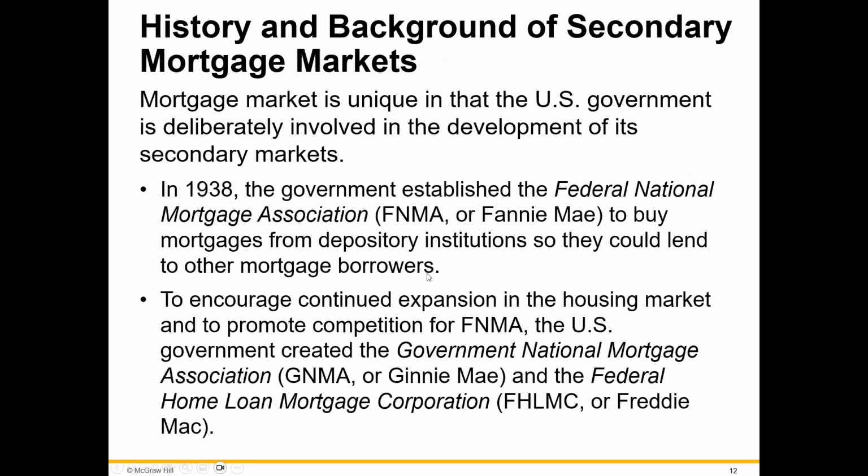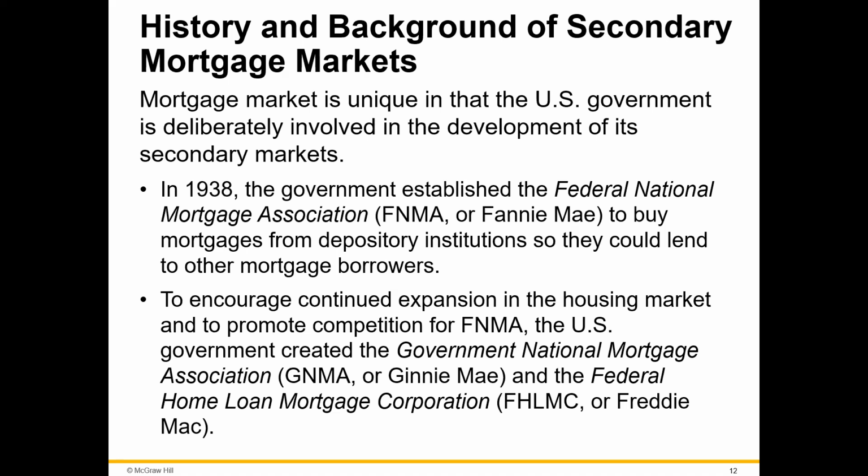A little history and background on those secondary mortgage markets we just spoke about. The mortgage market is unique in that the U.S. government is on purpose involved in developing the secondary markets. Now, earlier we mentioned that the federal government insures mortgages to some extent or guarantees them in order to promote home ownership. This is what they're talking about when the government is on purpose involved in developing secondary markets to help this process.